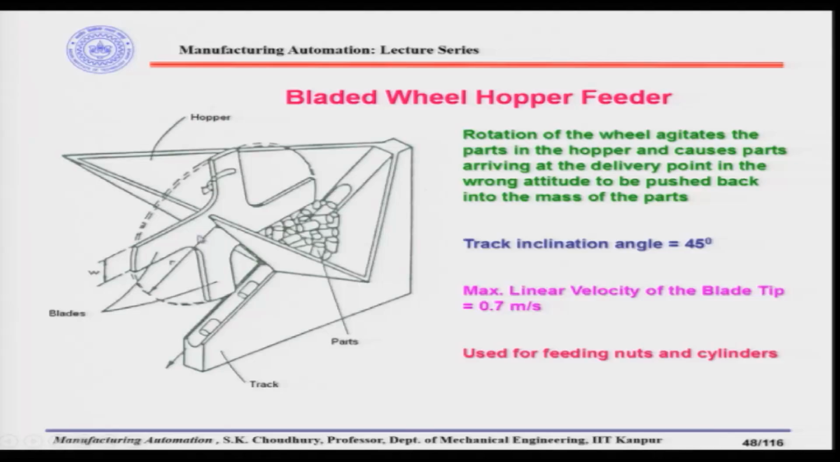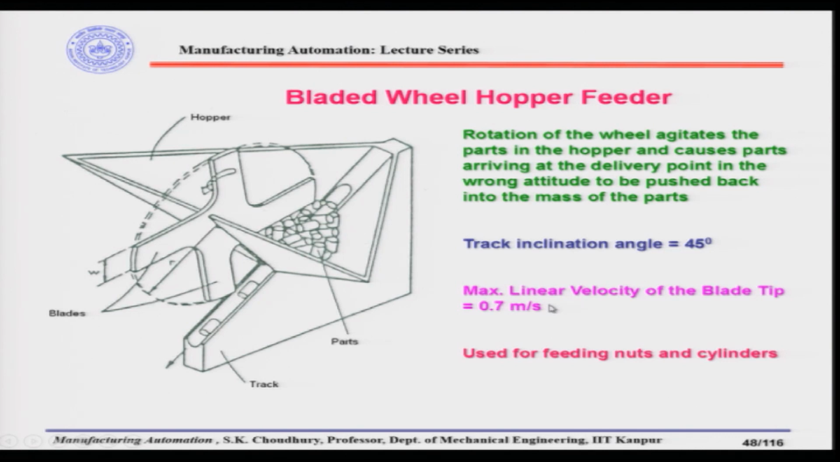The rotation of the blade is just above the part which is nested in the track, and it will only agitate the parts. It will help by agitating the parts to be nested on the track. Here the track inclination angle is about 45 degrees with the horizontal, and the maximum linear velocity of the blade tip is about 0.7 meter per second.